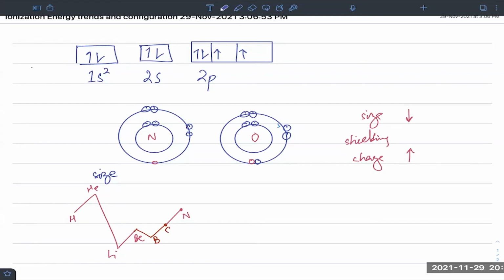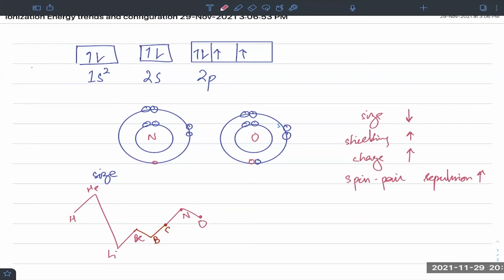Yes, we have a new factor here. This factor is called spin pair repulsion. So the spin pair repulsion increases, which is another way of saying shielding increases. And when shielding increases, ionization energy decreases. So we see a small drop.